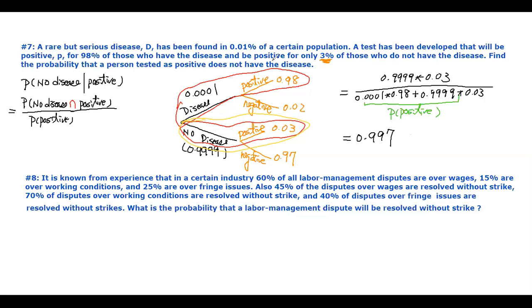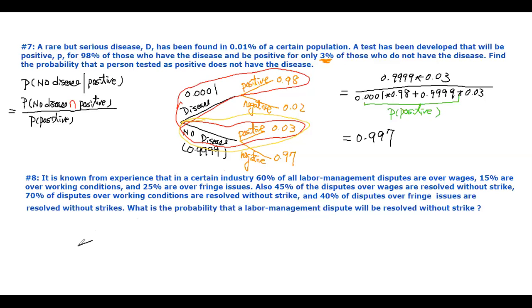Okay, now let's take a look at problem number 8 here, right? So let's say it is known from experience that 60% of all labor and management disputes are over wages, 15% over working conditions, and 25% are over fringe issues. And 45% of the disputes over wages are resolved without a strike. 70% of those over working conditions are resolved without a strike. And 40% of the disputes over fringe issues are resolved without a strike. What is the probability of resolution without a strike?